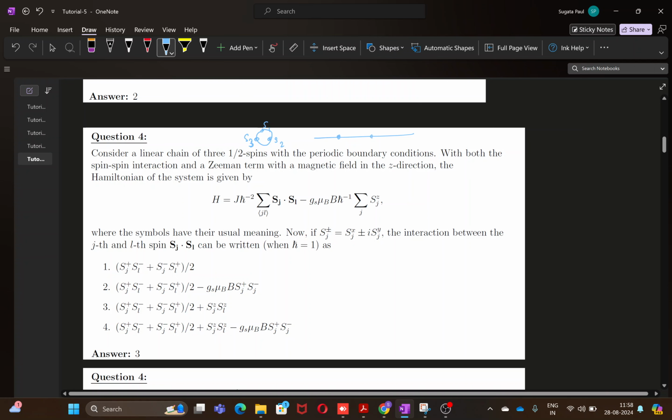So this is the other option that it could have, but this is not the case since it is mentioned in the question that it is having periodic boundary condition. This is not true. This is the true structure.